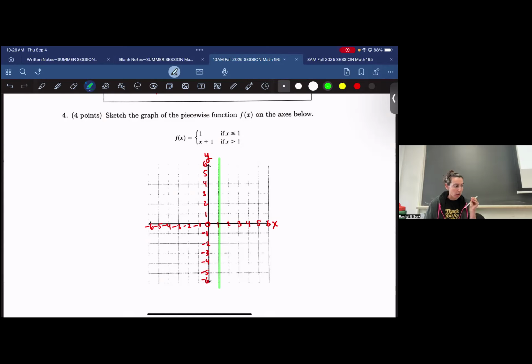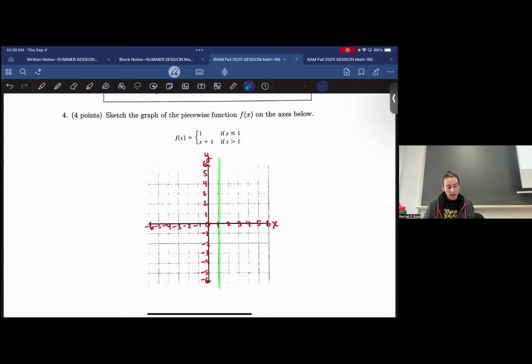That's where you're going to have a point where it's included for one of the functions, that top one, because 1 is included, so closed circle. And then it's also going to have an open circle known as a hole for that bottom function because we're not including 1 for this x plus 1 function.